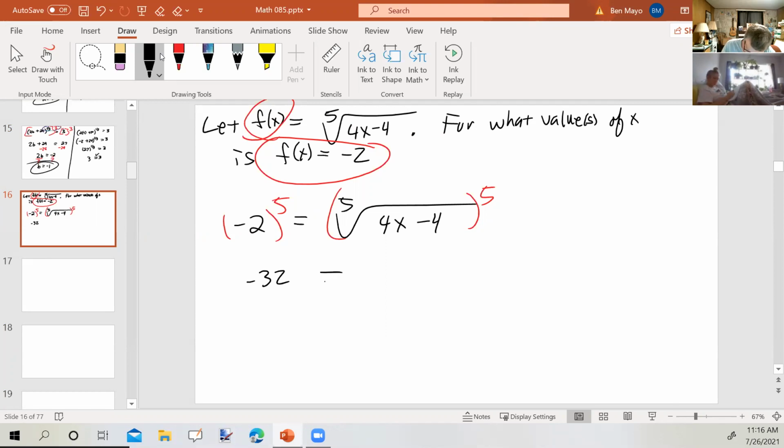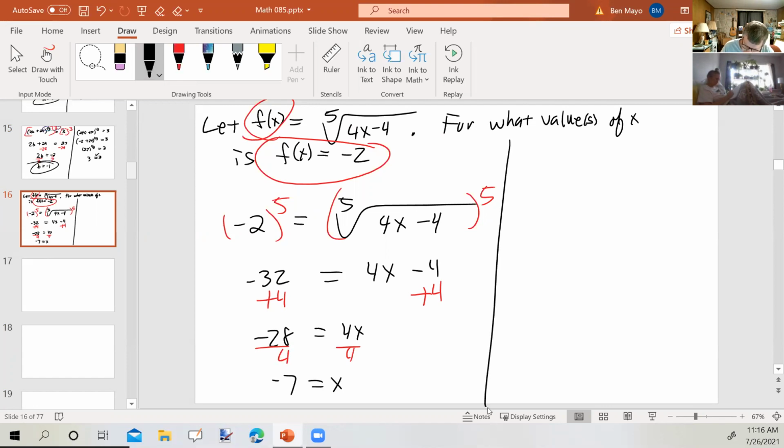Okay, and on the right side of the equation, 4x minus 4. Solving for x, I'm going to add 4 to both sides of the equation. -28 equals 4x. Divide both sides by 4. X equals -7. Let's check it out.